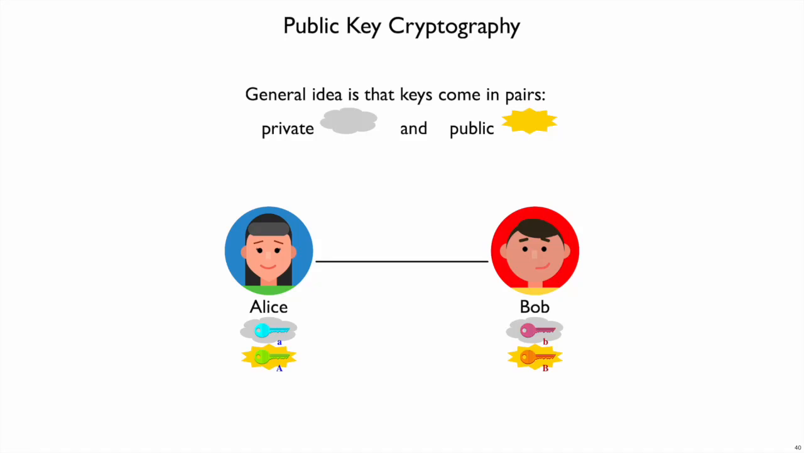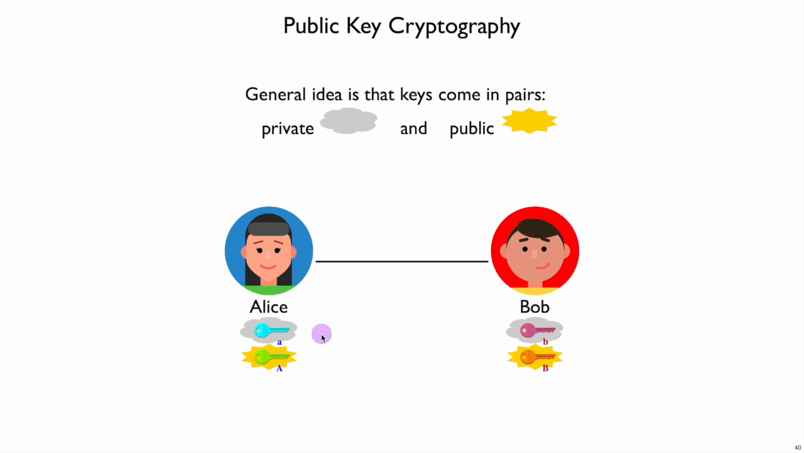Now that we've seen Diffie-Hellman as a concrete example, let's talk more generally about what public key cryptography means. The general idea is that keys come in pairs. There's a private key that I'll draw in a cloud here because it's enshrouded to the rest of the world, and a public key that goes with it. I'll draw a yellow sunshine behind the public keys because it's out in the open for everyone to see.